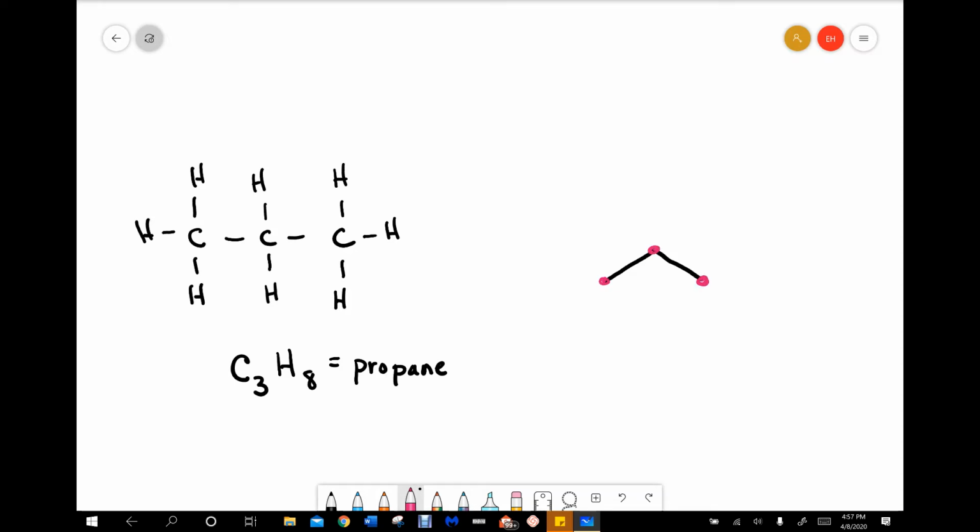Then we assume that there are enough hydrogens to complete the octet. This carbon right here already has 1 bond, so we assume it needs 3 more bonds to hydrogen. The carbon in the center already has 2 bonds, so it needs 2 more bonds to hydrogen. The carbon on the right also has just 1 bond, so it needs 3 more bonds to hydrogen. For a complete octet, carbon has 4 bonds. If it's only bonded once, it needs 3 hydrogens. If it's bonded twice, it needs 2 hydrogens. If it's bonded 3 times, it just needs 1 hydrogen.